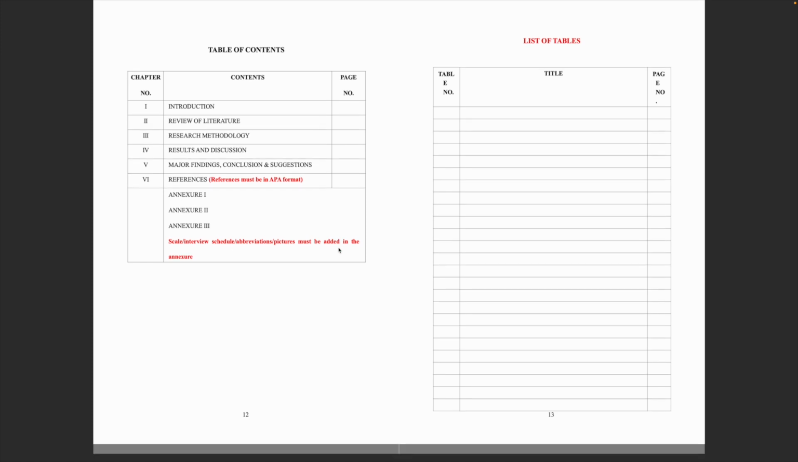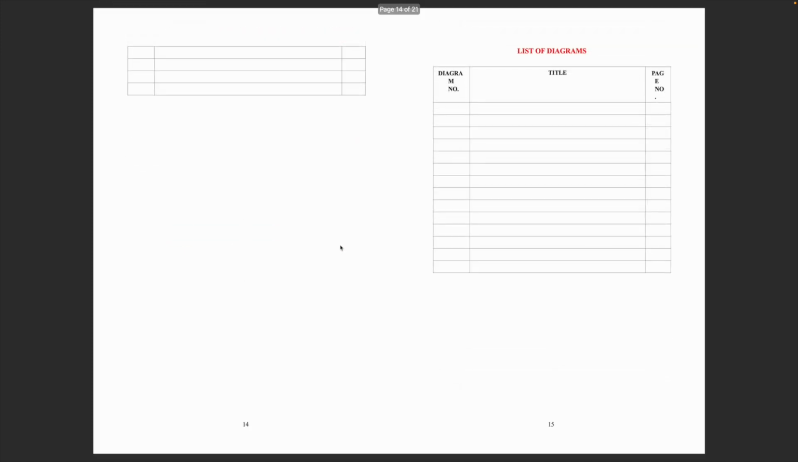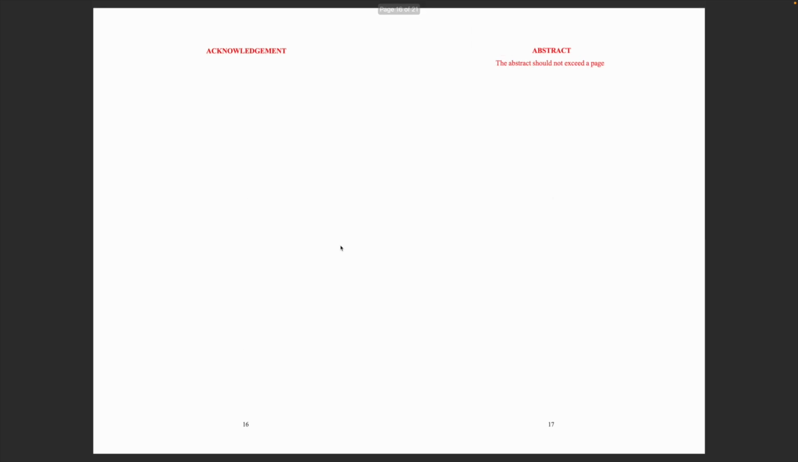So here you have the list of tables, list of diagrams, acknowledgement, and abstract. So usually the abstract gives a summary of your entire study. This should not exceed an entire page. So that's usually the rule. I mean, that's followed in most universities and colleges.